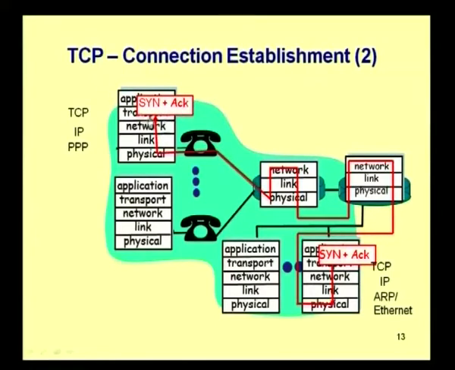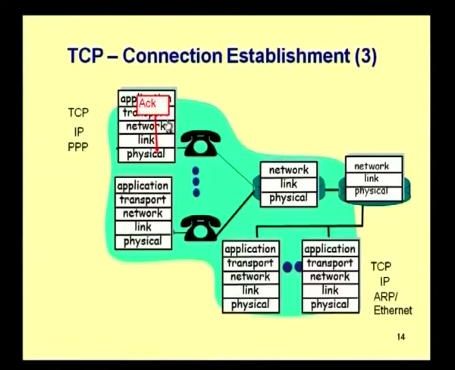The SYN plus ACK has come over here. So, this is our step 2 of the TCP connection establishment process. Again, you can see the same kind of activity taking place at every intermediate node. The third step now will be the ACK being sent. So, the ACK is now sent from the client to the server. This finishes up the connection establishment process.